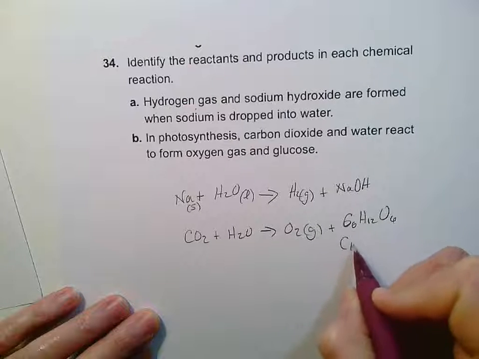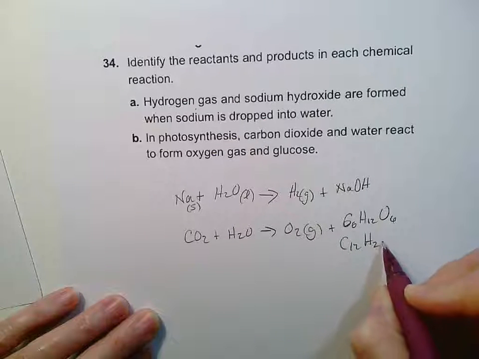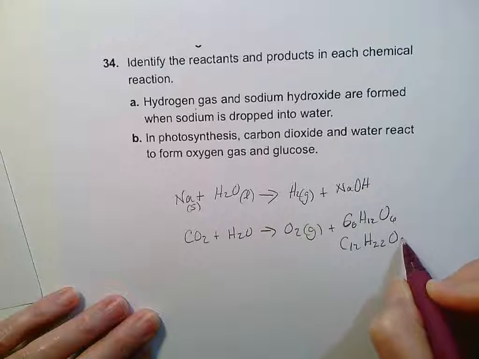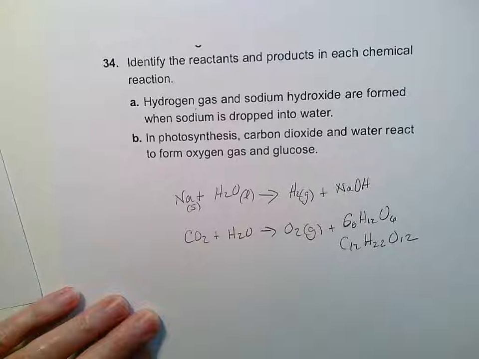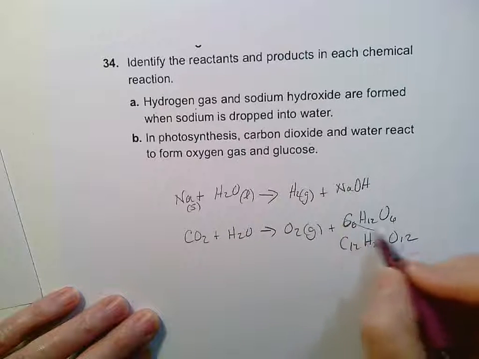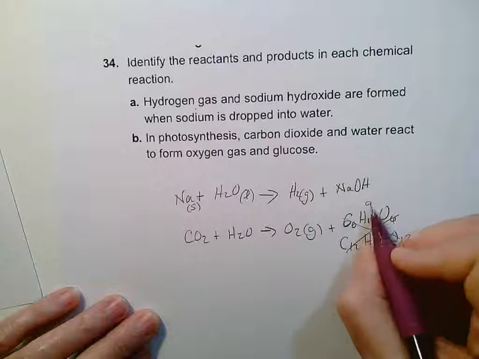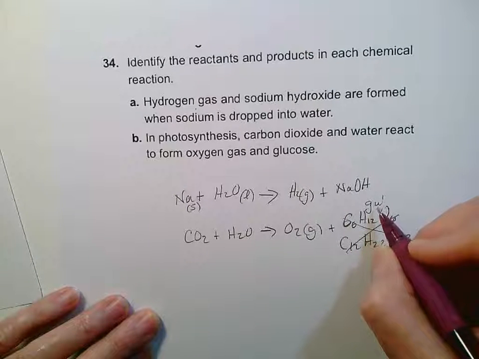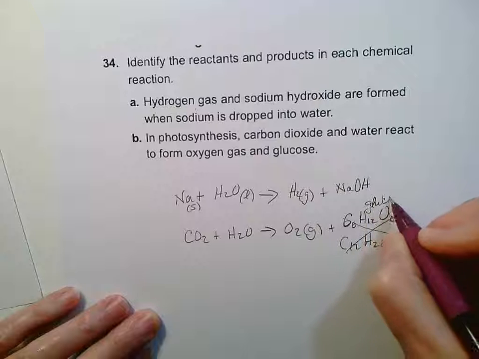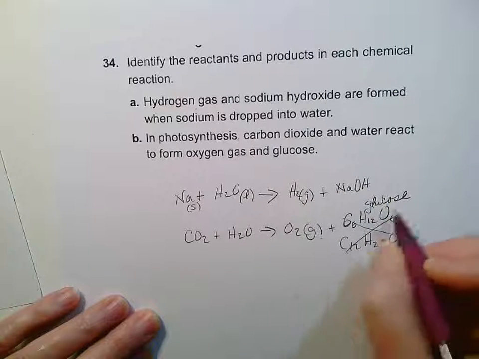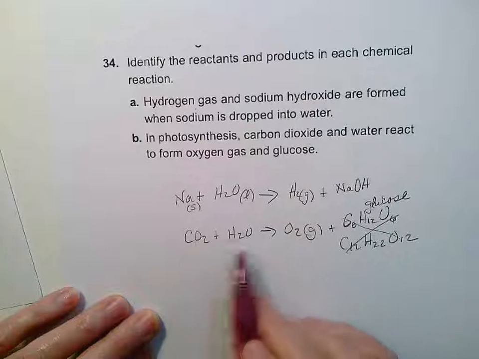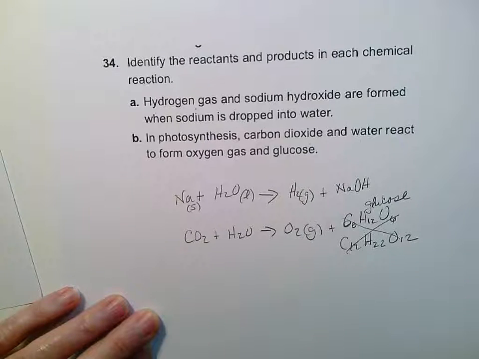H12O6, or it might be C12H22O11, one of those. And if it's not asking for a formula, you are free to just write out glucose. And so glucose and oxygen are my products, CO2 and water are my reactants.